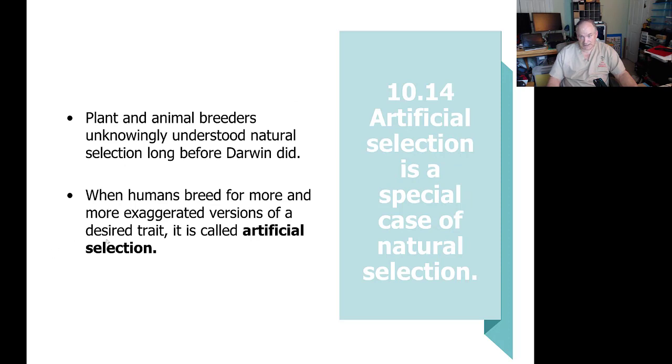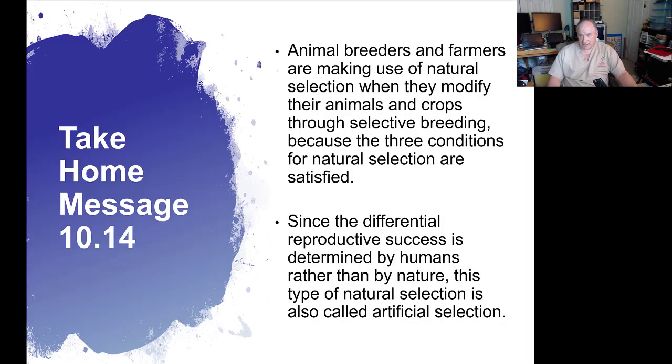Plant and animal breeders unknowingly understood natural selection long before Darwin did. When humans breed for more and more exaggerated versions of a desired trait, it is called artificial selection. But this was done by natural mating means, and breeders were just smart about that. So animal breeders and farmers are making use of natural selection when they modify their animals and crops through selective breeding, because the three conditions for natural selection are satisfied. Since the differential reproductive success is determined by humans rather than nature, this type of natural selection is called artificial selection. So we control the environment, we decide what certain traits are, and that's called artificial selection.